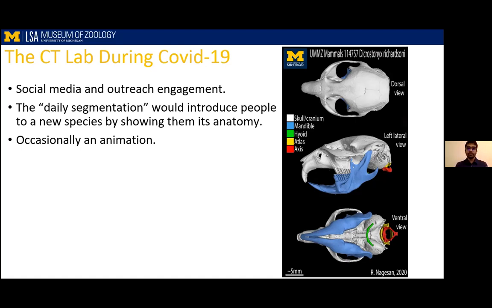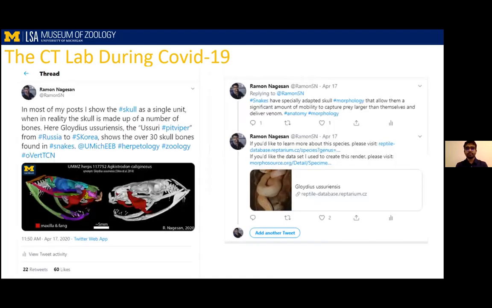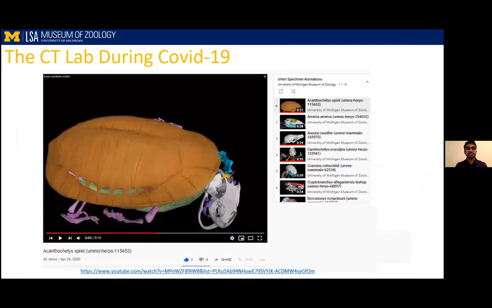So during the course of COVID-19, I found myself doing far more outreach than I had done before by posting images like the one you can see online, which is just a little bit about the anatomy of the specimen and a little bit of information about its ecology, as well as some resources for people to learn more about these animals. In some cases, these were also animations. And these animations are all posted now on the UMMZ's YouTube page. So if you want to see some, you can look up the University of Michigan Museum of Zoology, and there's probably about 20 of these animations available.